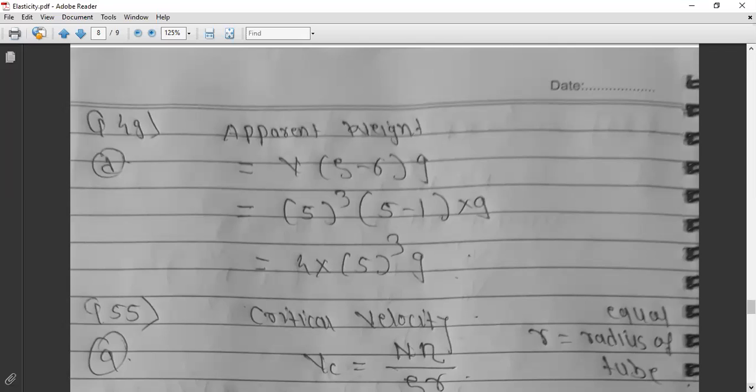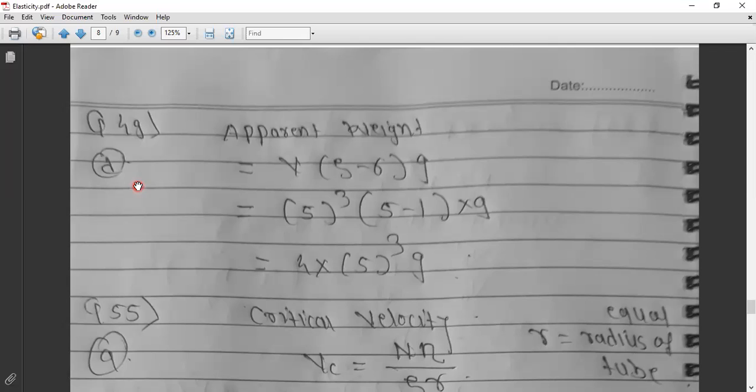So we can write down this apparent weight is mg. M is the volume into the difference in density. So put the value of volume, it is 5 cubed, and the difference in density into g. So we get 4 into 5 raised to power 3 g. So the correct option for question number 49 is D.